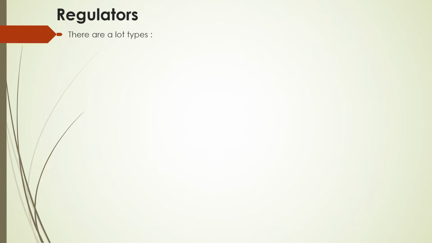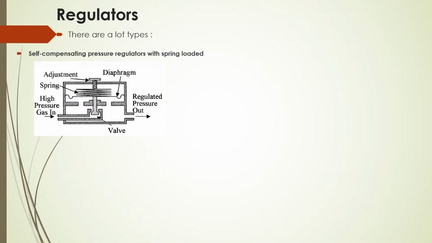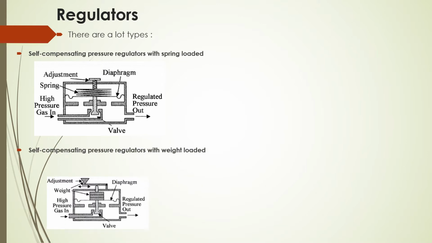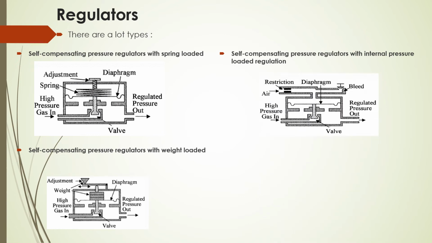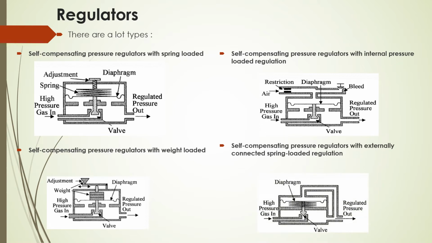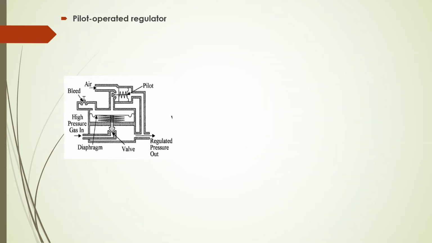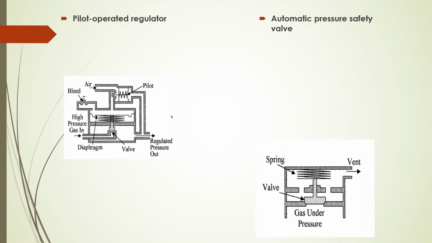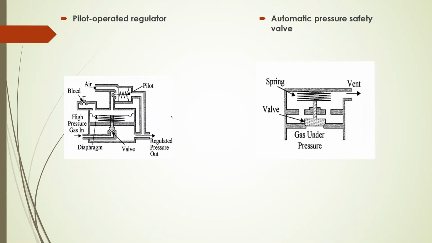Regulators. We have 6 types here, 4 on this slide and 2 on the next slide. The first one is the self-compensating pressure regulator with a spring loaded, and self-compensating pressure regulator with a weight loaded, and self-compensating pressure regulator with internal pressure loaded regulator, and self-compensating pressure regulator with external connected spring loaded regulator.